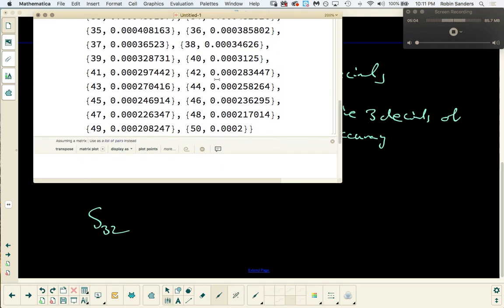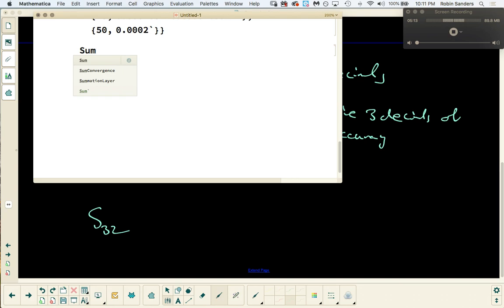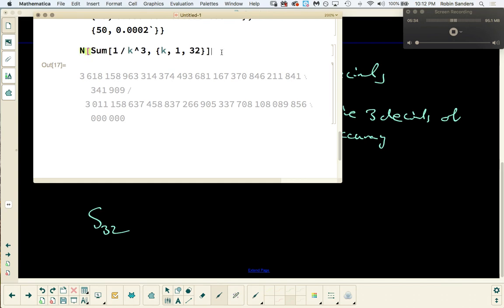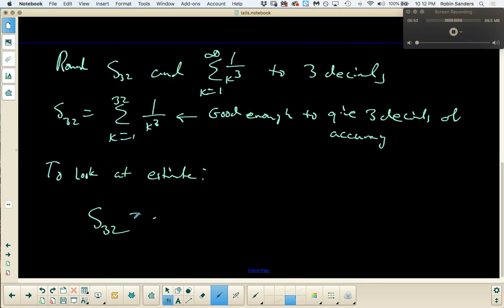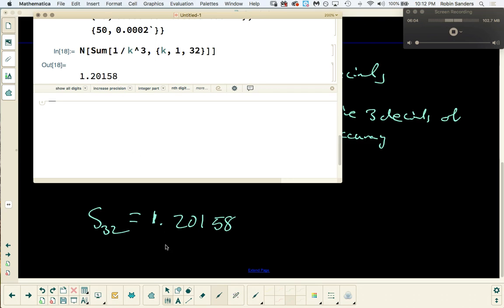So I want to look at the sum of 1 over k cubed as k goes from 1 to 32. And Mathematica gives us this ugly, horrible looking fraction, which of course is useless to us, so we will change that into a decimal with the capital N command. And that's much better. The actual S32 is going to be 1.20158. So let's get that written down in our notebook. S32 is 1.20158. And just to make sure, let's go back to Mathematica. And yeah, this number here agrees with what I wrote down.